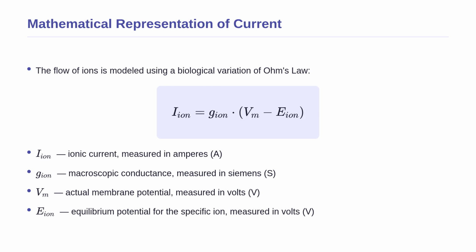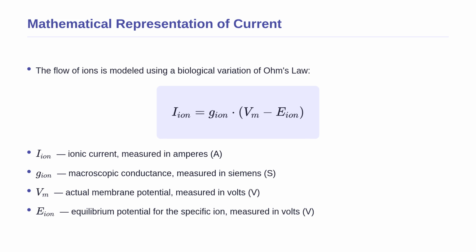Now that we understand what ion channels are and why they matter, let us look at how neuroscientists calculate the electrical current flowing through them. This formula is a biological variation of Ohm's law from physics. The term I-ion represents the actual ionic current flowing across the membrane, measured in amperes. This current depends on two things. First is G-ion, the macroscopic conductance, measured in Siemens, which tells us how many channels are currently open.